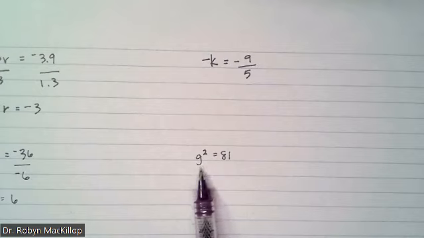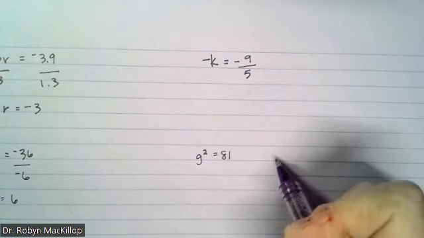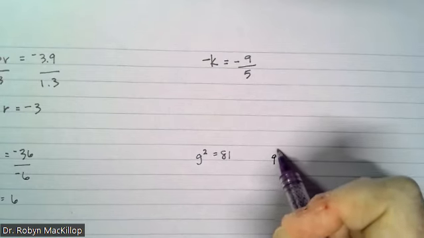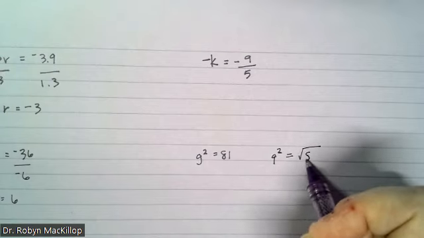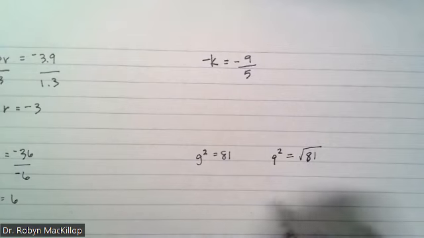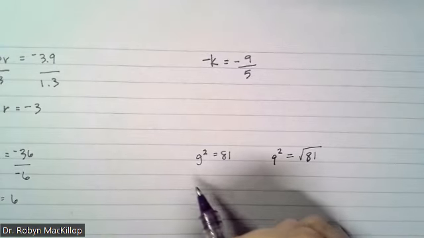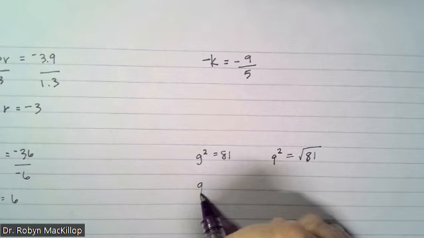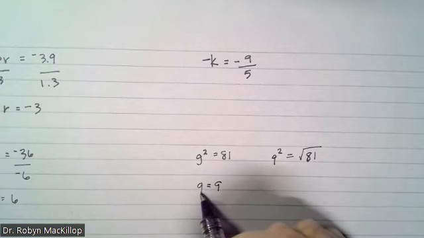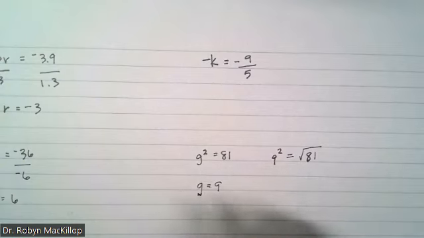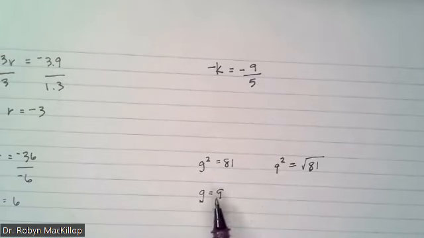Let's go to g squared equals 81. This is exactly the same as g equals the square root of 81. And you know what the square root is, right? So g equals 9. Oh, that looks terrible. They look the same. You shouldn't use g's. So g equals 9. Anytime you get a problem like that, you're looking for the square root.